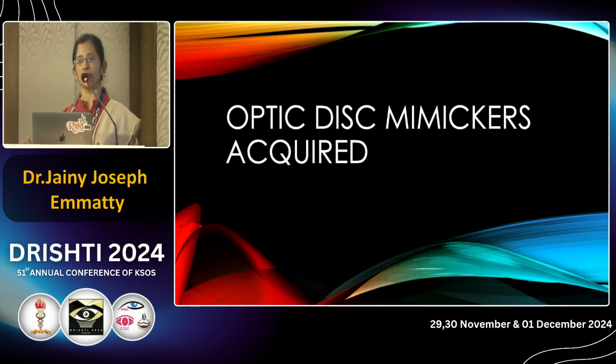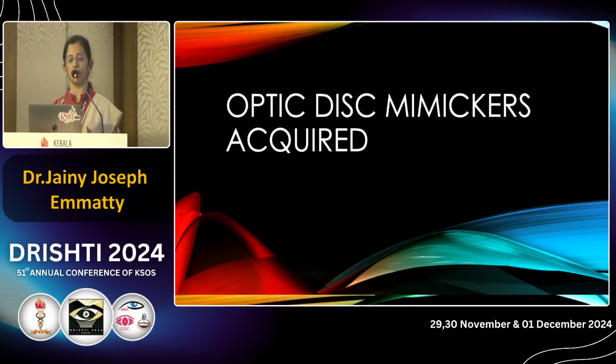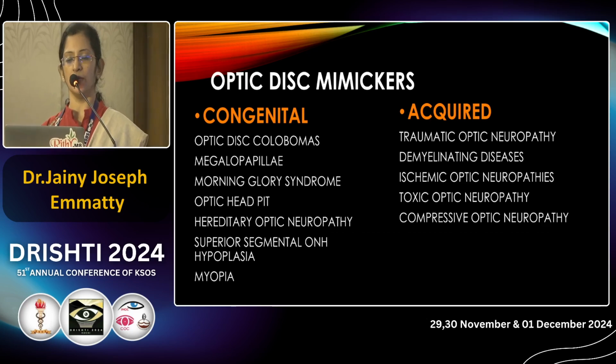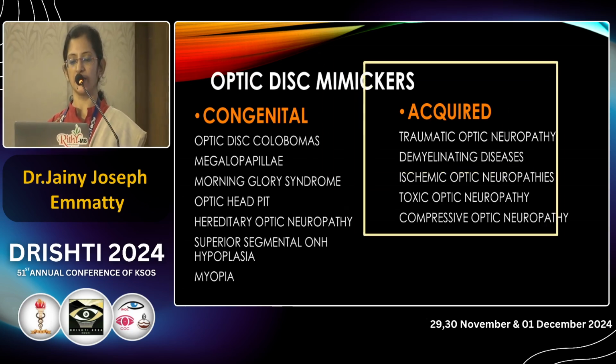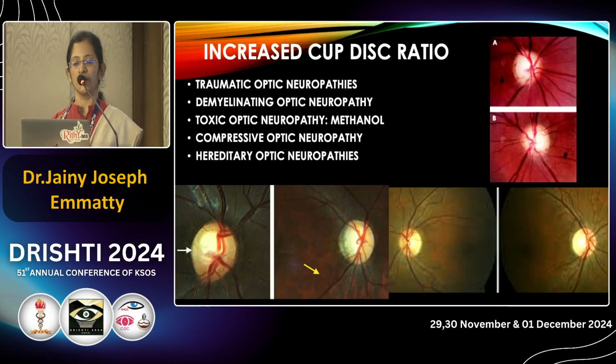So these are the congenital conditions. What are the acquired conditions which mimic glaucoma? The most common mimicking conditions are traumatic causes, demyelinating causes, ischemic optic neuropathies, toxic causes, and compressive optic neuropathy, which can mimic glaucoma. So why is this mimicking?